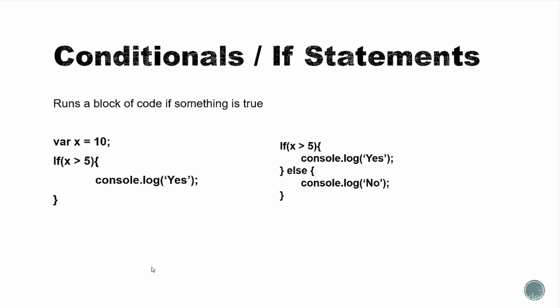Conditionals and if statements, these work just like if statements in any other programming language. They'll run a block of code if something's true. In this case we have a variable called x, which is equal to 10, and we're going to say if x is greater than 5, then we're going to console log the word yes. And x is greater than 5, it's 10, so this would run. We can also attach an else in case it's not true. So if x is greater than 5, say yes, else if it's not, then we're going to say no.